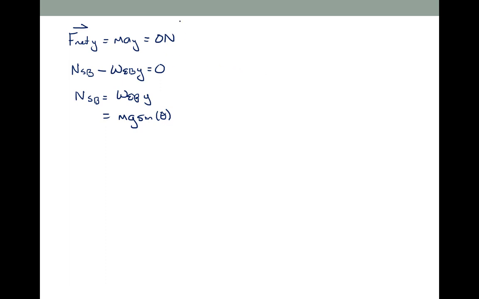Again, while this portion of the work was not necessary for this particular problem, a couple of parts later, we're going to revisit the block sliding down the ramp when we involve friction. And in that case, it will be needed, and it's good for you to have seen it at least once beforehand.